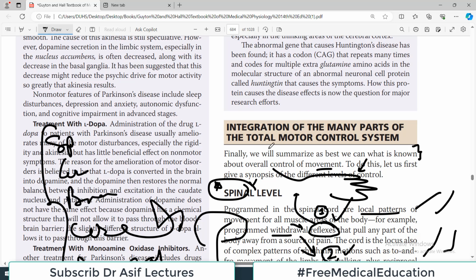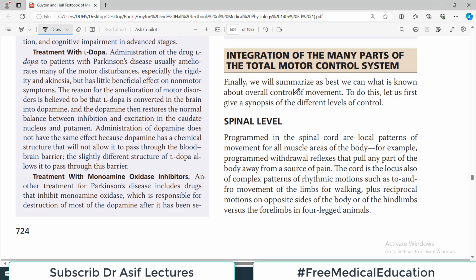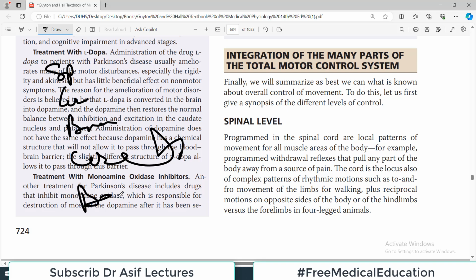So after all the discussion, now I think it's worth spending a few minutes to discuss the integration of many parts of the total motor control system. You know, we have in the previous chapters discussed several times that there is a motor control of our voluntary and motor activities by spinal cord, by cerebral cortex, by brainstem. And in this chapter, we talked about cerebellum and also the basal ganglia.